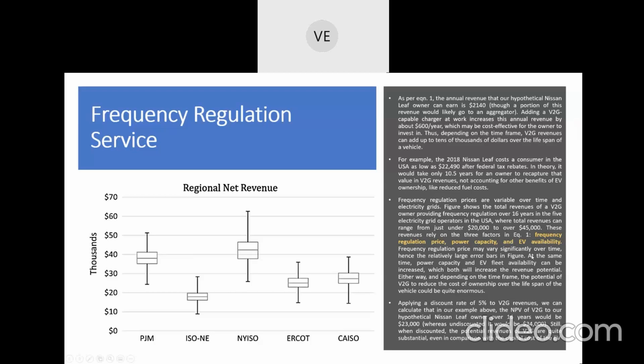Frequency regulation price may vary significantly over time, hence the relatively large error bars in the figure. This is one of the relatively large error bars, New York ISO. At the same time, power capacity and EV fleet availability can be increased, which both will increase the revenue potential. See, if you are planning properly, you can earn more.